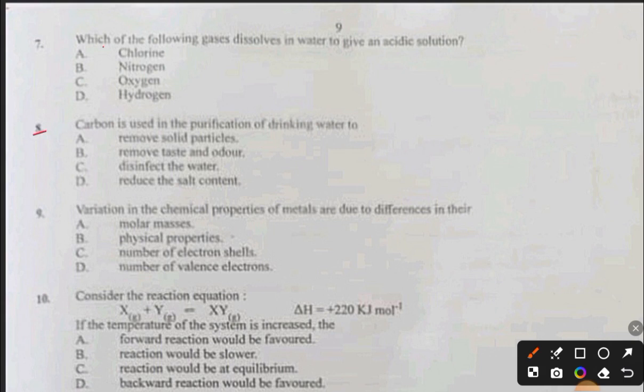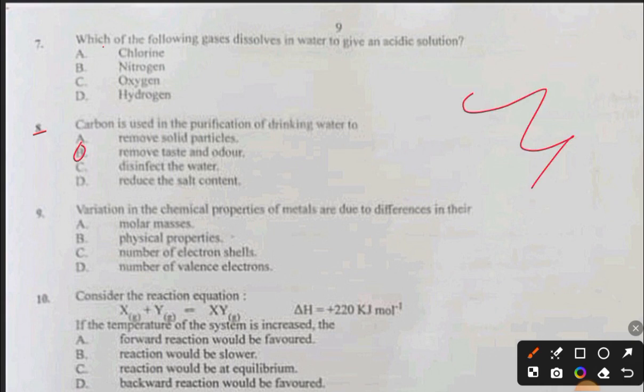Question 8. Carbon is used in the purification of drinking water to A. Remove solid particles, B. Remove taste and odor, C. Disinfect the water, D. Reduce the salt content. Carbon is used to remove taste and odor. So number 8, answer is B.